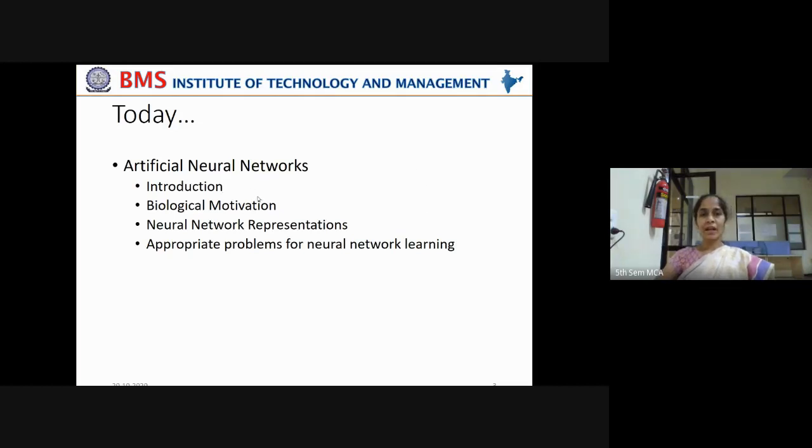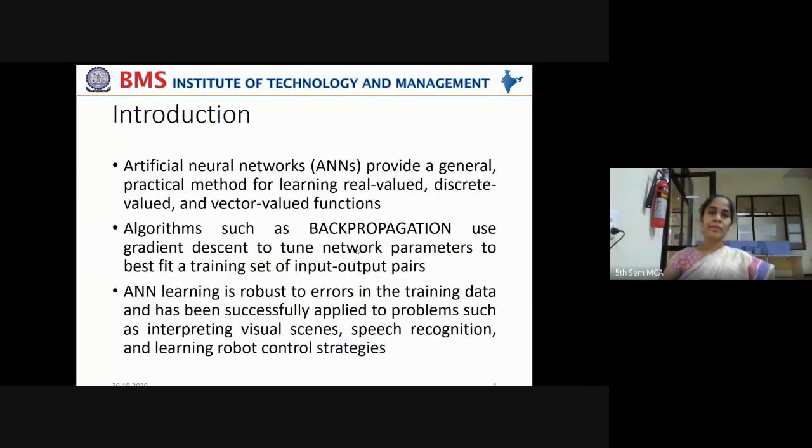Now in today's class, let's get introduced to the artificial neural networks concept, and what is the biological motivation behind this kind of architecture or system, that we will understand. And what are the representations for artificial neural networks, how they are actually represented, how to understand each part of this representation. Let's see. And appropriate problems for neural network learning. What are the problems that are most suitable to be conquered with this type of learning, that is artificial neural networks? Okay, now let's start with the introduction.